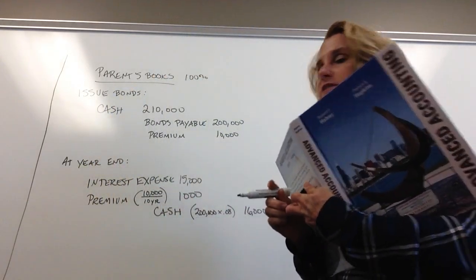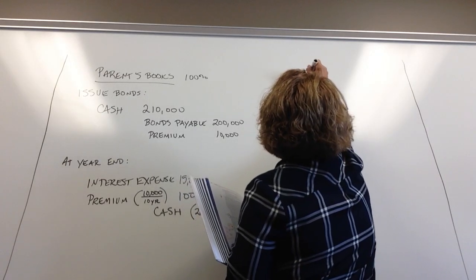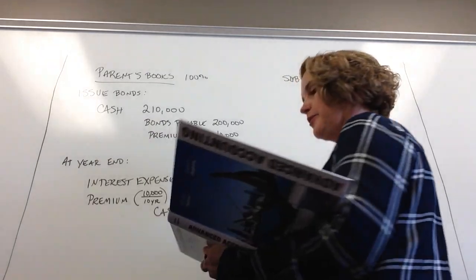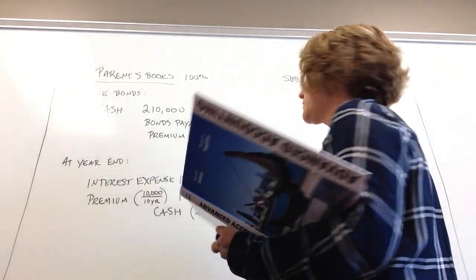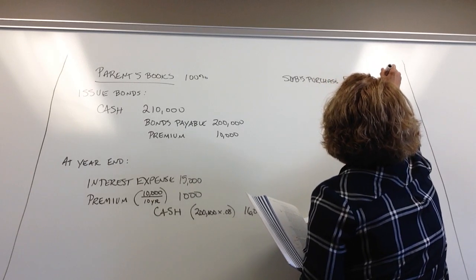Then if we come over and say, okay, well, what about when the sub goes out and buys them? So the sub purchases, but they don't purchase them all. They purchase 50% of the bonds.